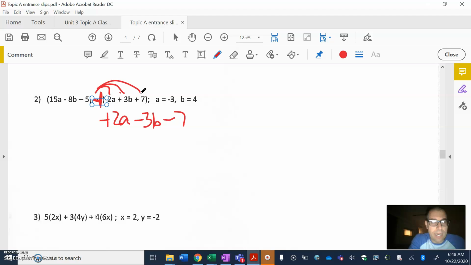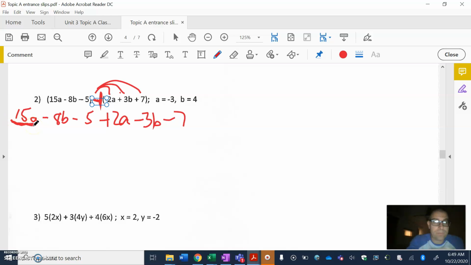When I come over here, I see I've got a 5, a minus sign, an 8b, a minus sign, and a 15a. And now it's about like terms. Again, I'm encouraging you to underline, and make sure you're underlining the sign that's to the left of the number.